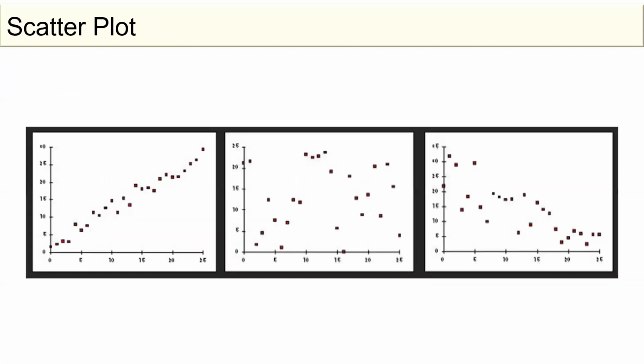So this is a scatter plot. Look at the scatter plot here.